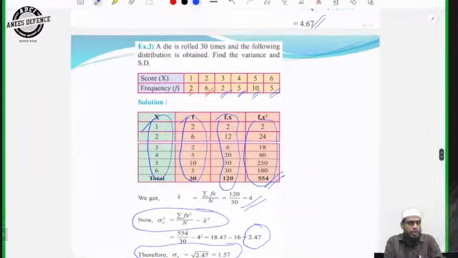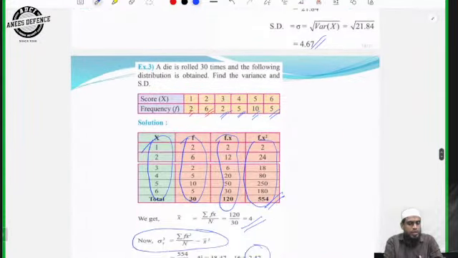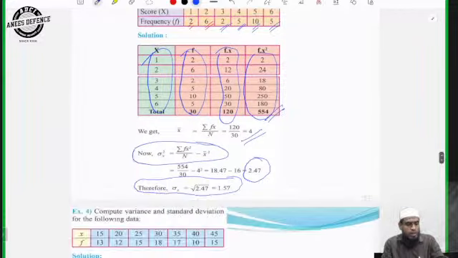So initially we discussed the raw data. In this problem, we are discussing the ungrouped frequency distribution.